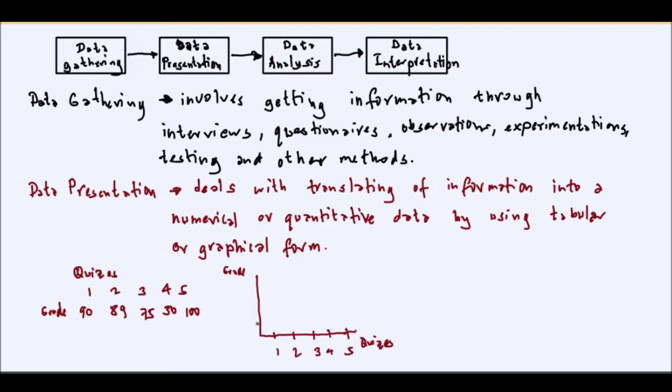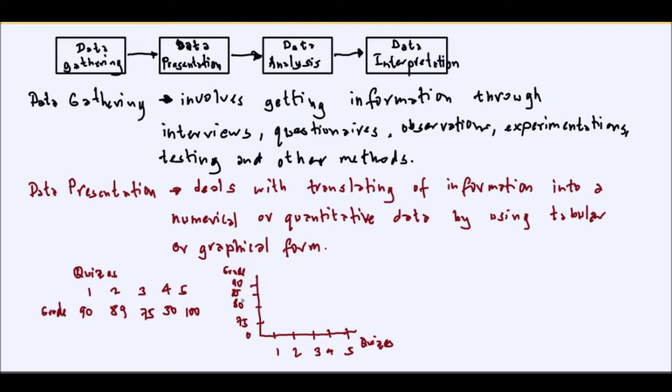Then let's start with 75. Maybe we'll start with 75 here. Then we go to 80. Then we will go to maybe 85. So we're running out of space. 90. Then this is 0.